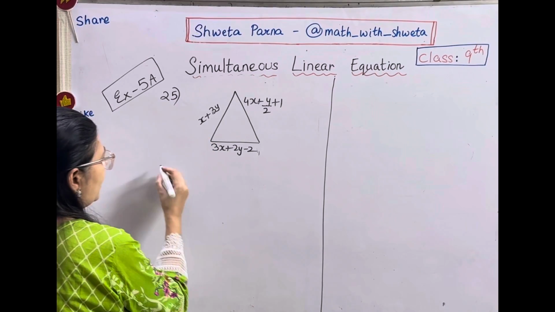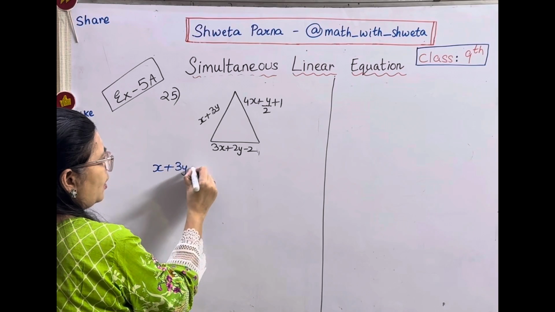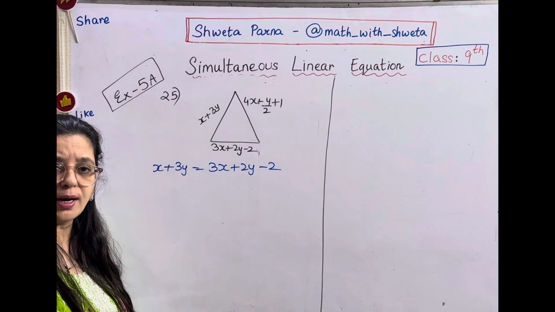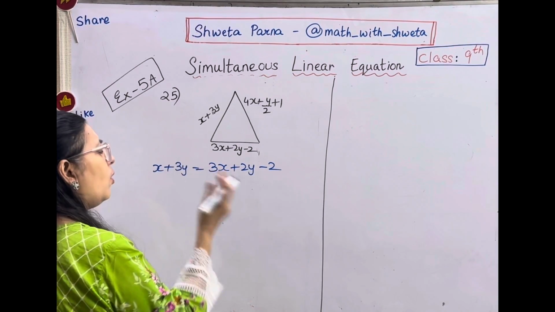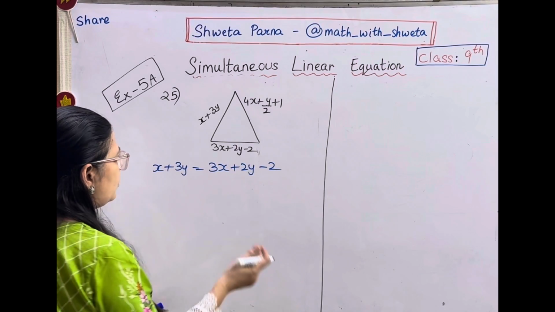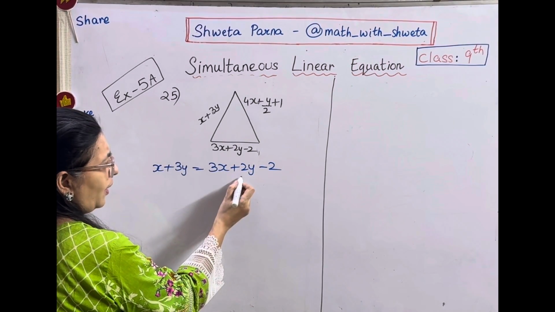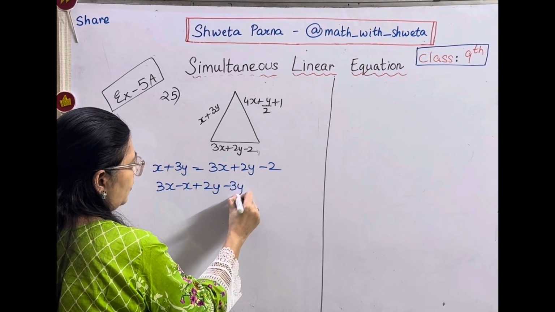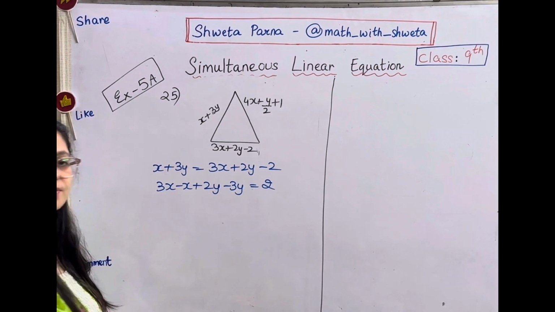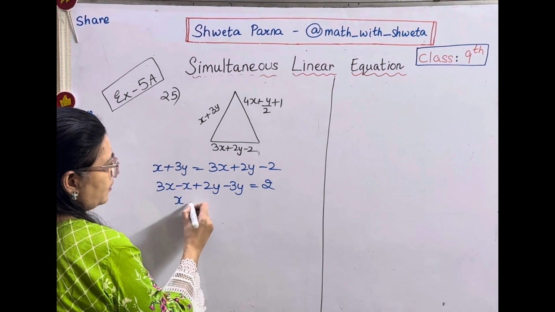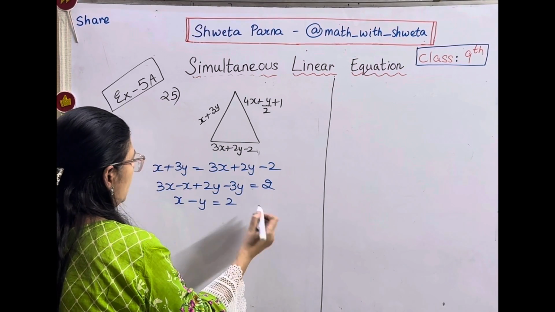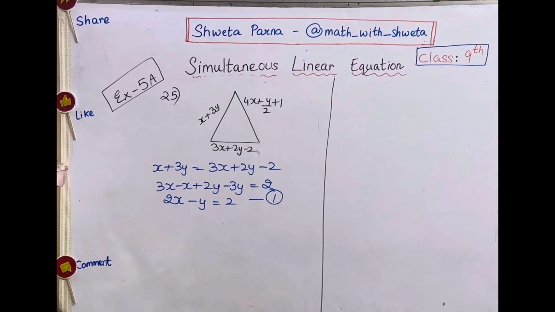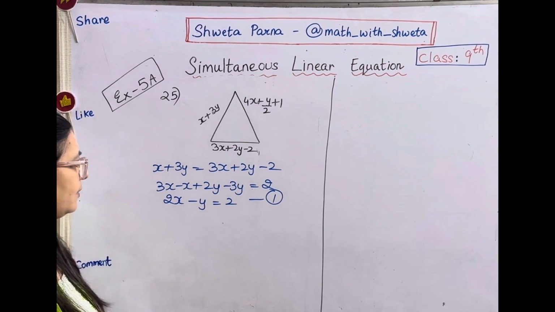Since the sides are equal, that means x plus 3y will be equal to 3x plus 2y minus 2. Why? Since it's an equilateral triangle, the sides are equal. Now take all the variables to one side and the constant to the other side. So I will take x and 3y to this side. So 3x minus x plus 2y minus 3y is equal to 2. So this will become 2x minus y is equal to 2. This is the first equation. Is it clear?